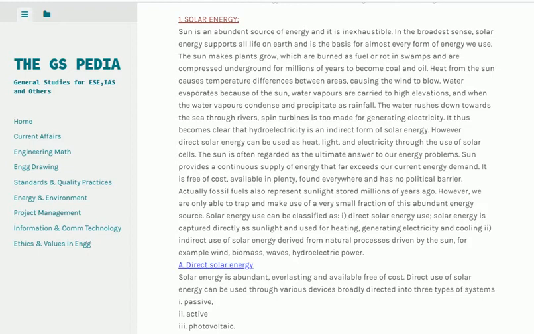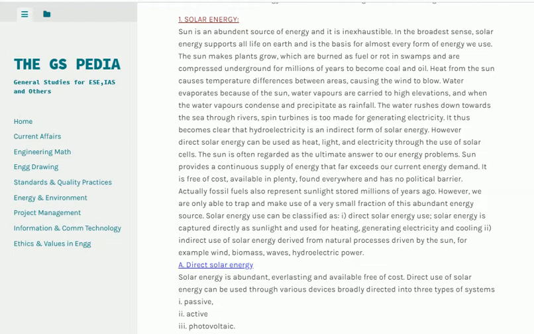The sun is often regarded as the ultimate answer to our energy problems. The sun provides a continuous supply of energy that far exceeds our current energy demand. It is free of cost, available in plenty, found everywhere and has no political barrier. Actually, fossil fuels also represent sunlight stored millions of years ago. However, we are only able to trap and make use of a very small fraction of this abundant energy source.